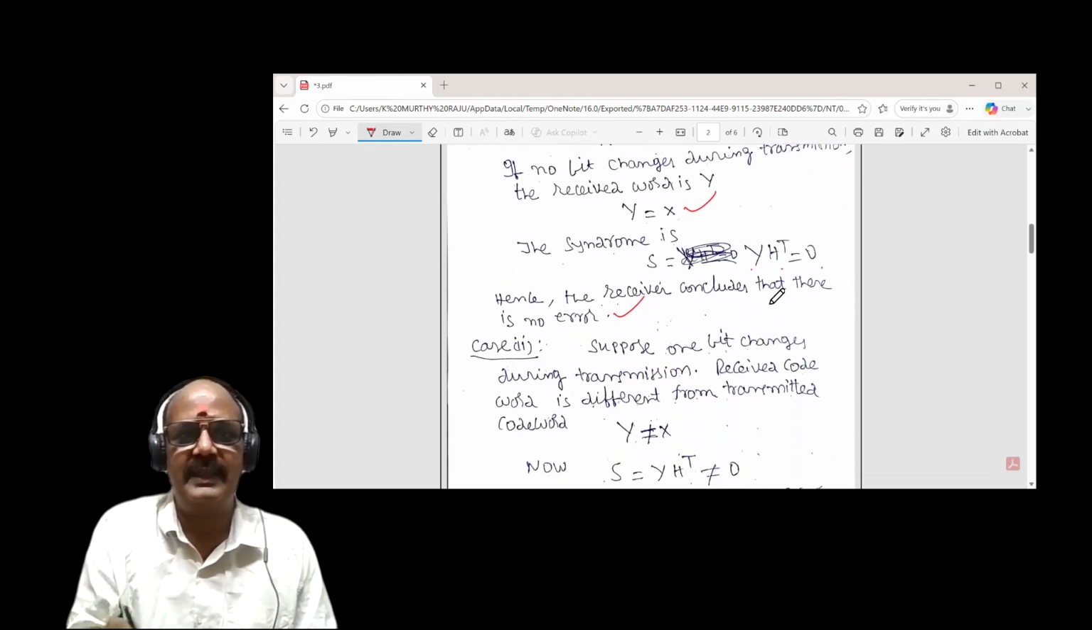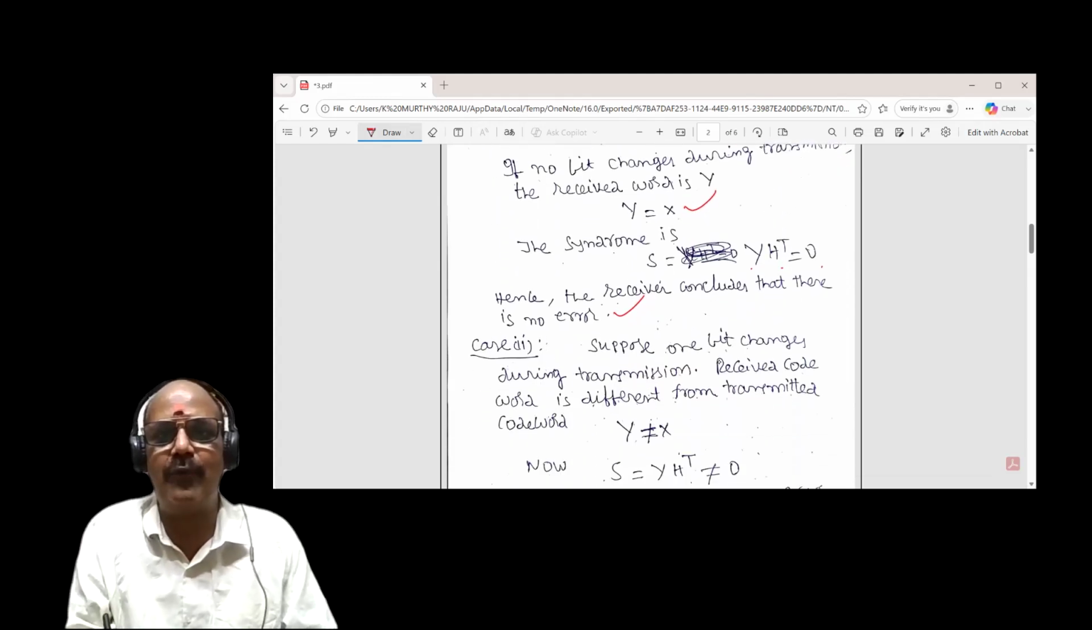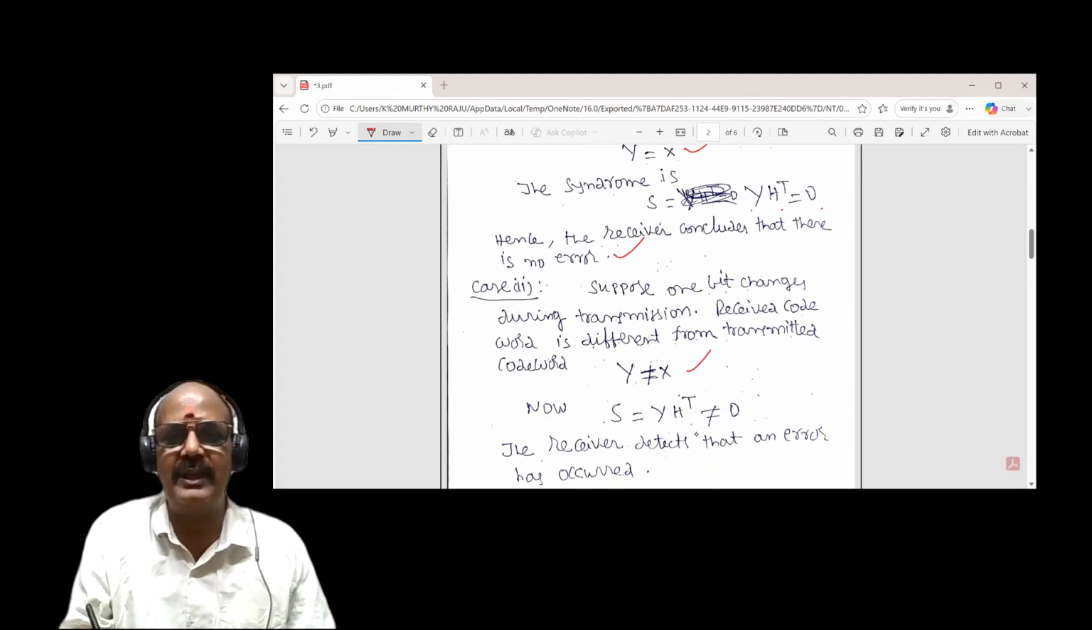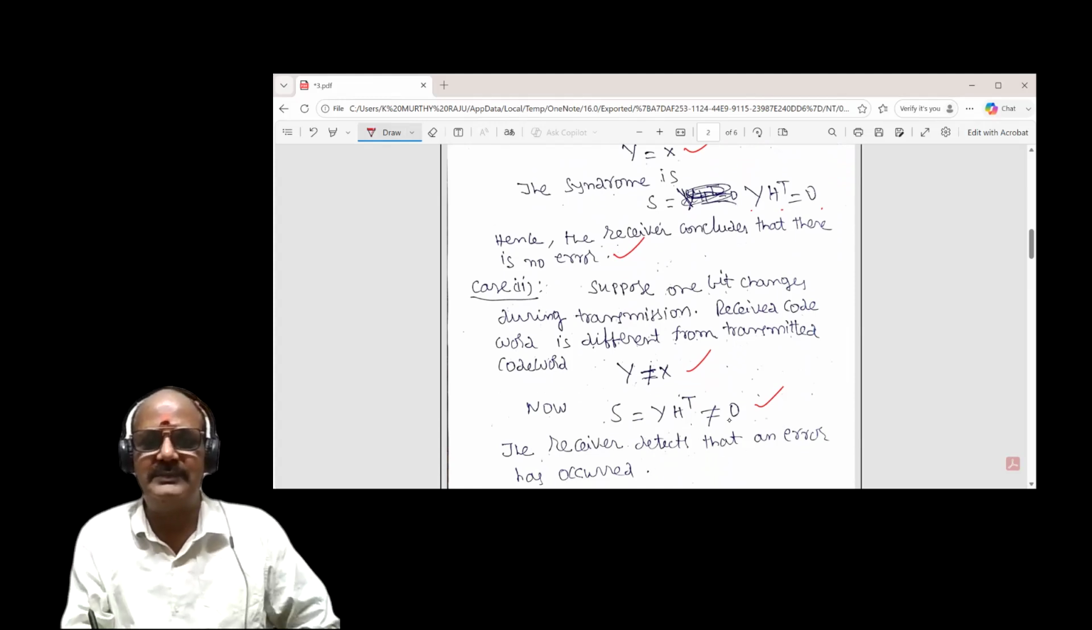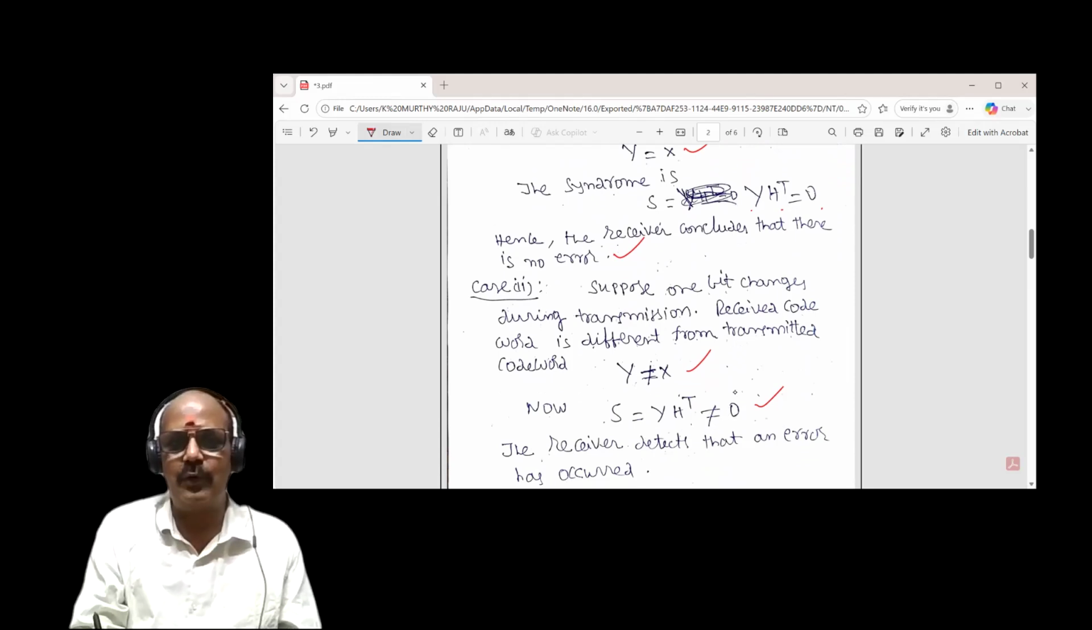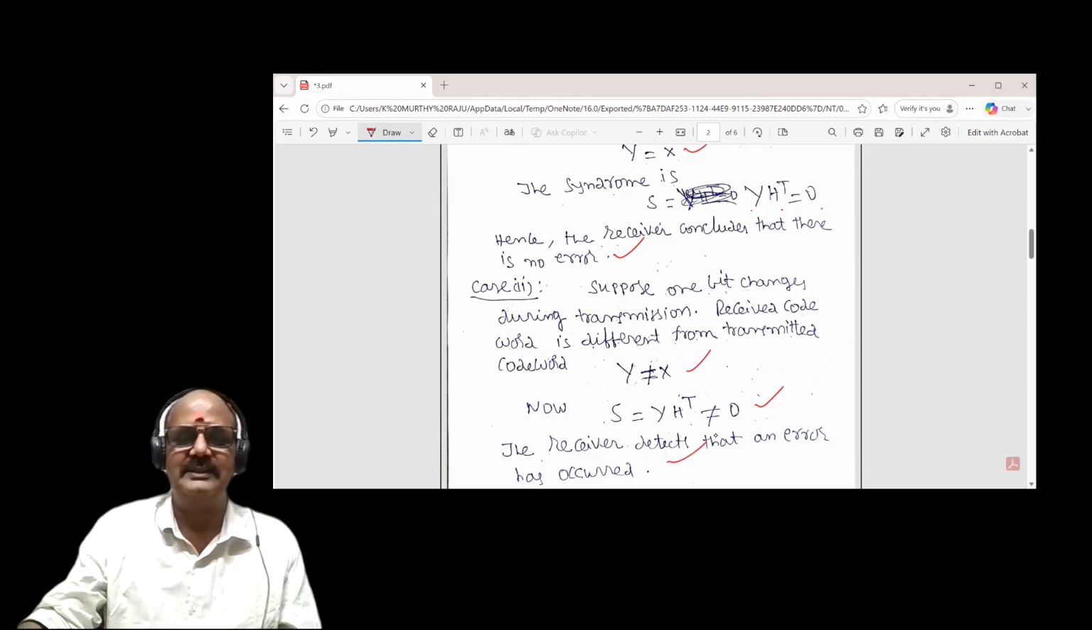In case 2, suppose 1 bit changes during the transmission. The received code word is different from the transmitted code word, that is Y not equal to X. Now calculate S. S is equal to Y into H transpose, which is not equal to 0. If S is some non-zero vector, the receiver detects that an error has occurred.